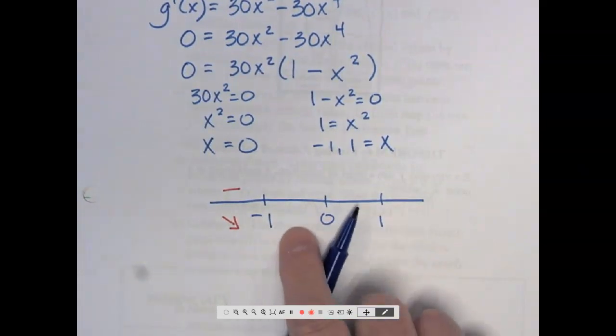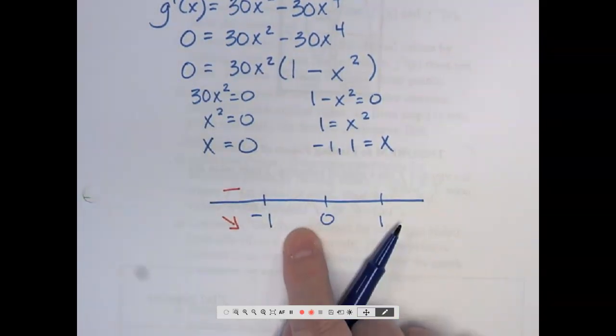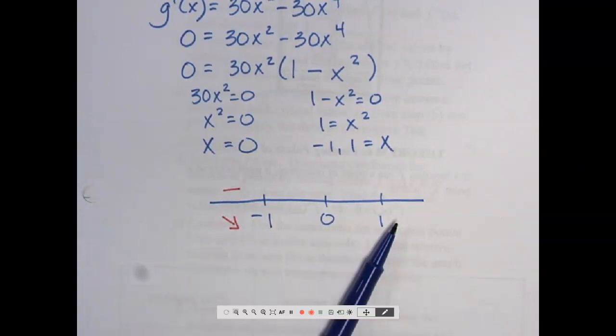Okay, oh, this is tricky. I've got to use a fraction, don't I, or a decimal. Okay, so let's use negative 0.5. You want to plug it in your calculator? Can you do it in your head? I think we might need to plug in. Tell me if you get a positive or a negative.